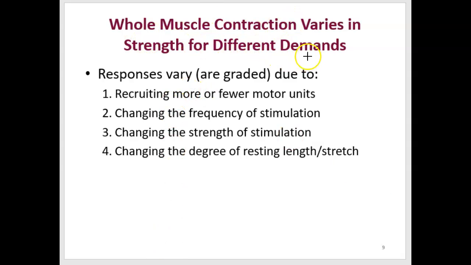Now there are variations in the strength of a whole muscle contraction. That's why we say that it's a graded contraction, meaning that the muscle responses vary depending on, one, how many motor units are recruited and how big they are. Two, how much stimulation there has been in terms of frequency. Three, how strong is the stimulation, meaning how many motor units and how well the muscle depolarizes. And then four, the strength of the contraction can also depend on what was the resting length of the whole muscle before contraction began. So we're going to look at each one of these items and find out why they affect the strength of muscle contraction.